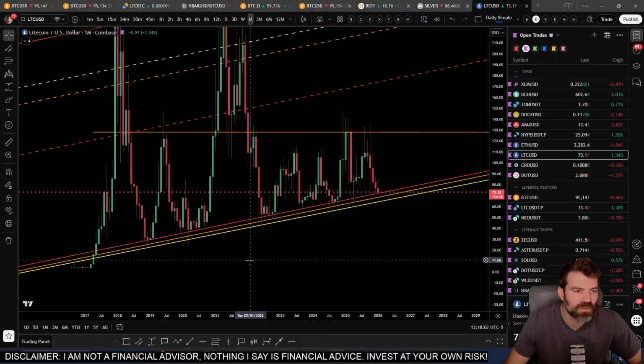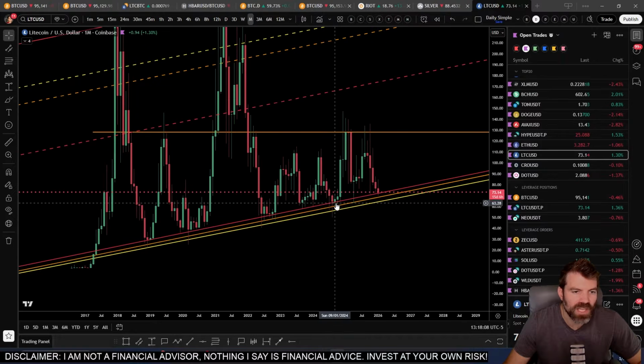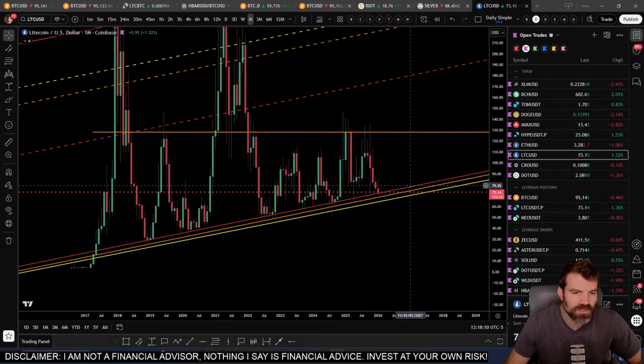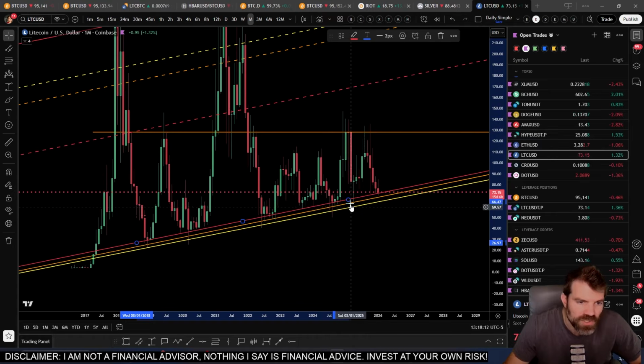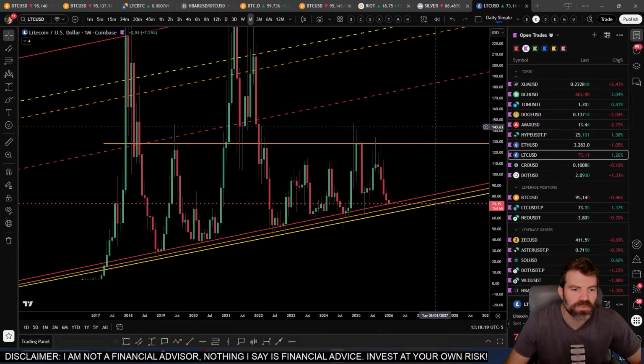And here we go. How I like to draw these is I draw from the first significant low through the last significant low, right? I could even adjust this last one up a tiny little millimeter here. That looks a little bit better. Okay, so that's what we got going on.